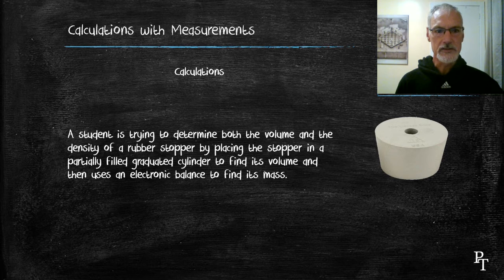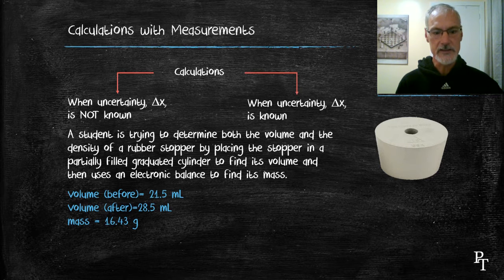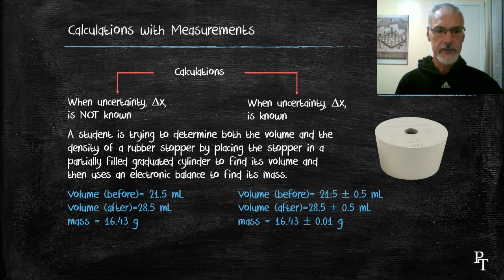Now, when we do calculations, our first decision has to do with the uncertainties that are present. If we have no uncertainties present, there's one technique we use to solve the problem. However, if we do know the uncertainties, then there's a second method that we'll need to use. So when you see this program, I'm going to divide it into two parts. In the first part, I'm going to look at when the uncertainties are not known, and in the second part, I'll look at when they are known.